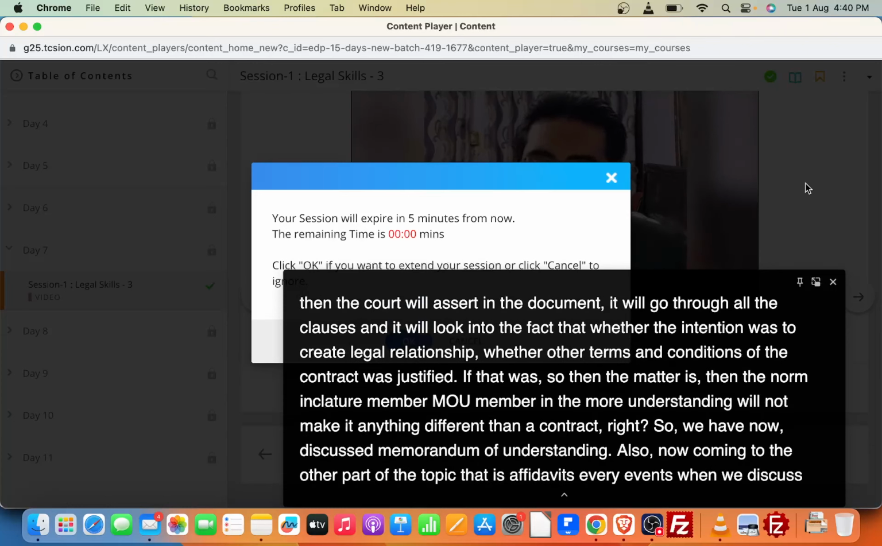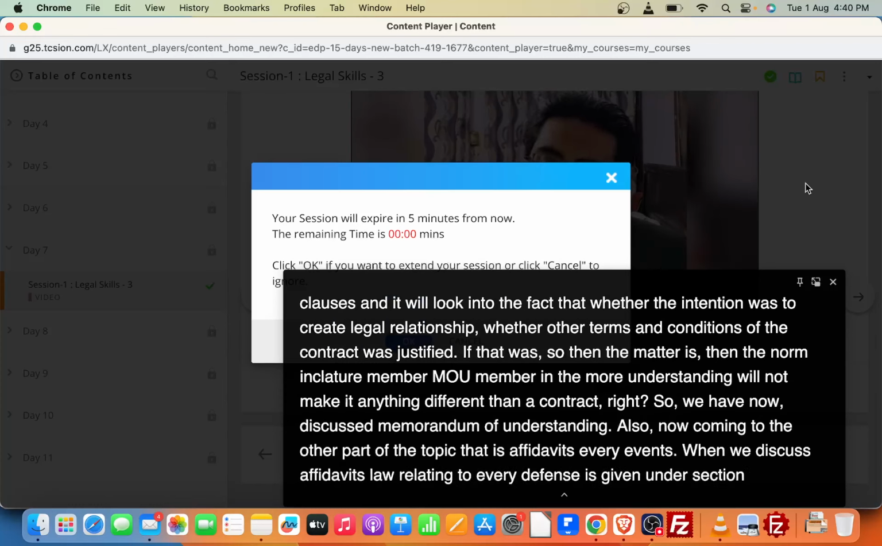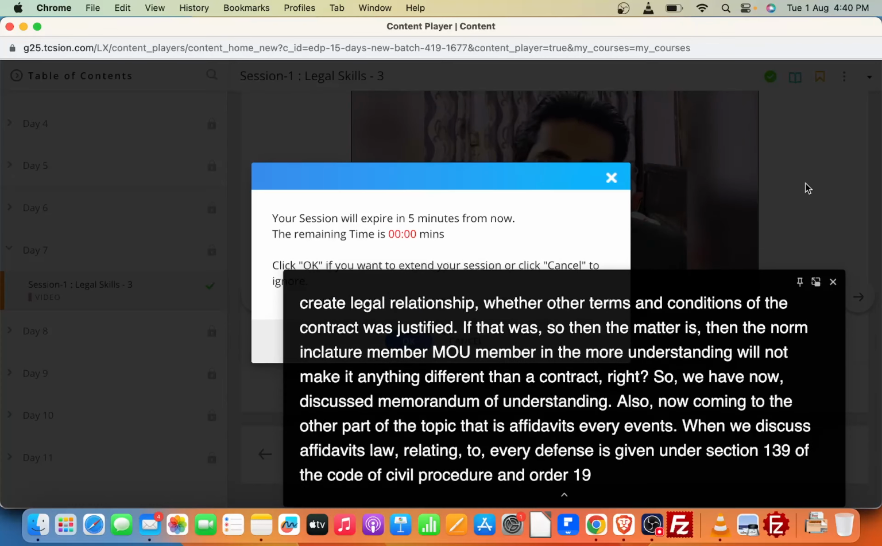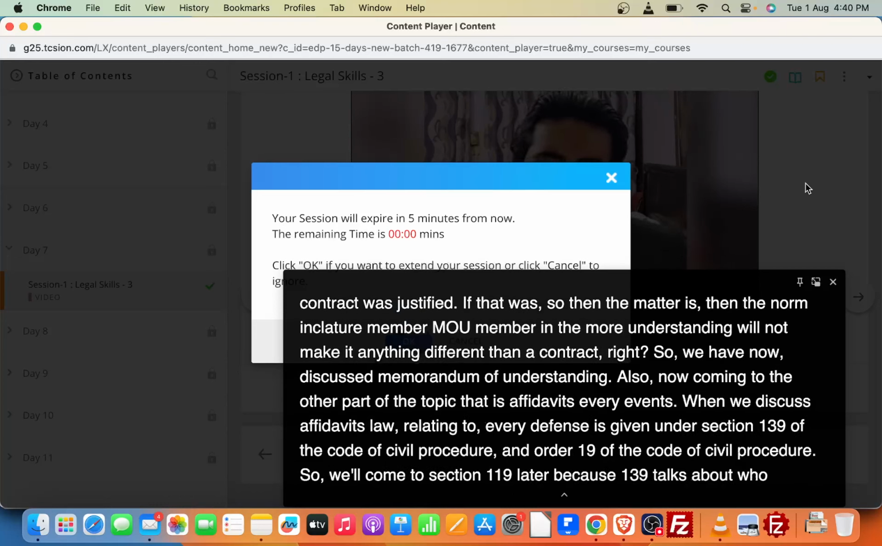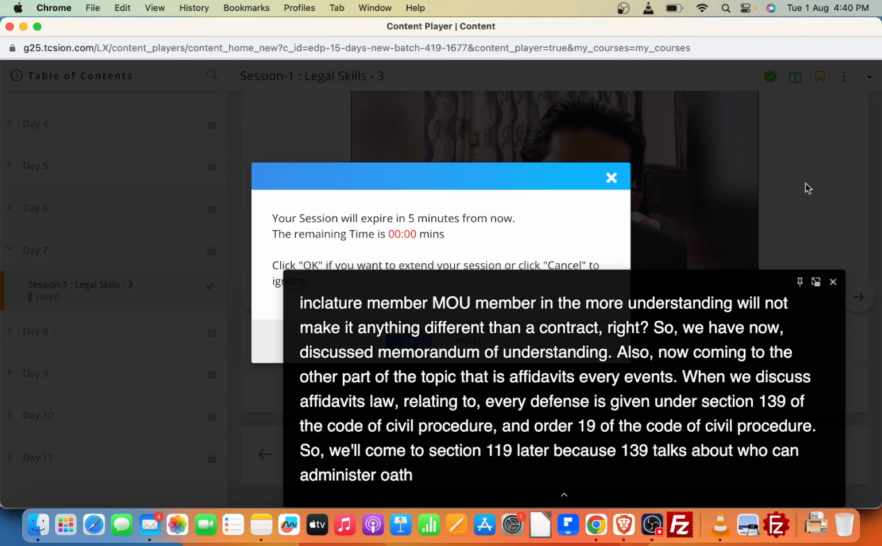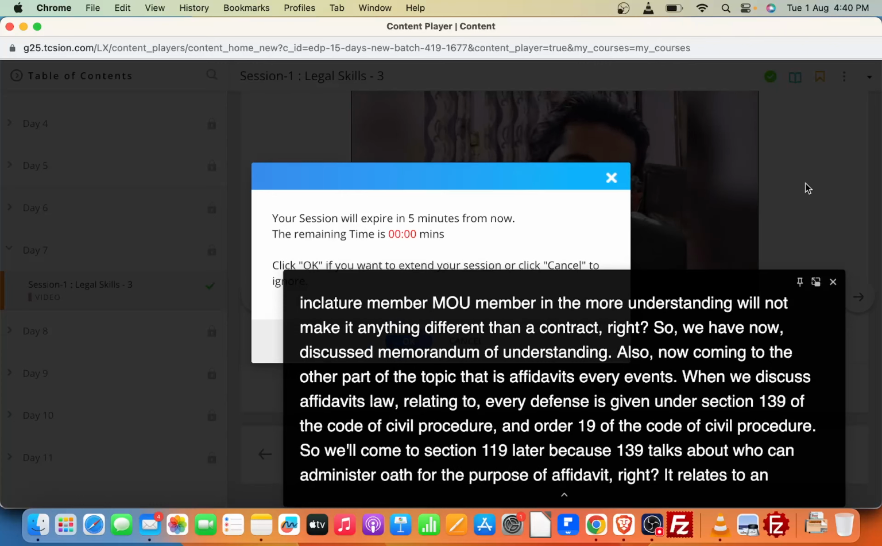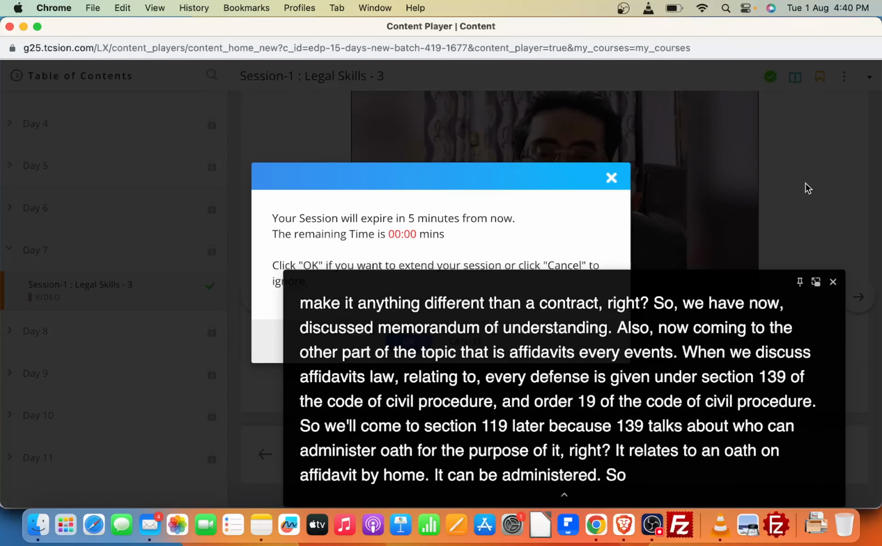When we discuss affidavits, the law relating to affidavits is given under section 139 of the Code of Civil Procedure and order 19 of the Code of Civil Procedure. So we'll come to section 139 later, because 139 talks about who can administer oath for the purposes of affidavit, right? It relates to an oath on affidavit, by whom it can be administered. So we'll come to that later on.